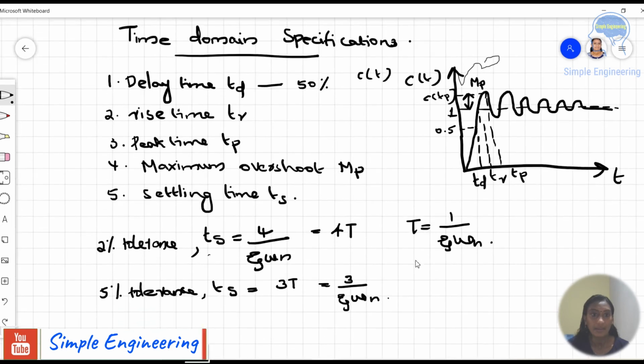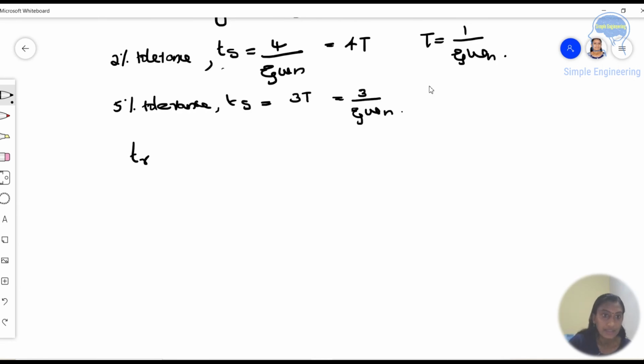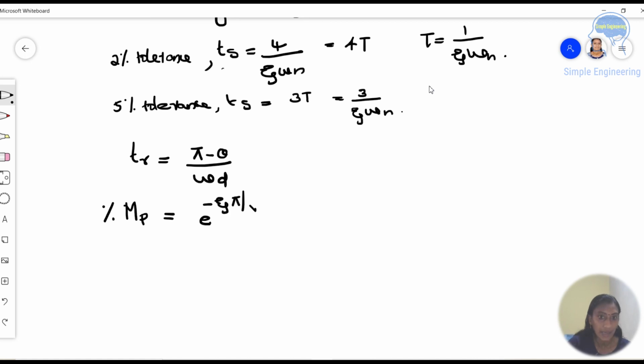Next you have rise time, peak time, maximum overshoot. So TR, that is your rise time, will be equal to pi minus theta by omega d. Then maximum peak overshoot MP, that we are finding in percentage, is equal to e power minus zeta pi by root of 1 minus zeta square. So this is the equation for finding maximum peak overshoot.